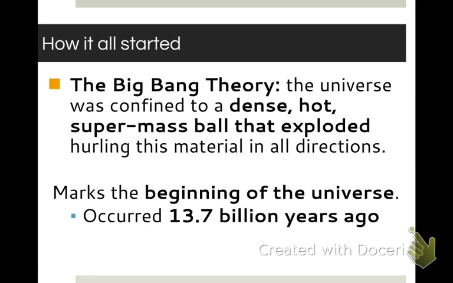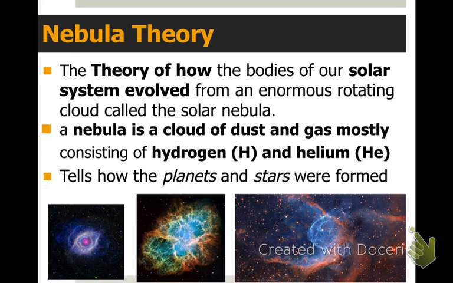So let's go ahead and go to our next theory. This is called the nebula theory. Everybody say nebula. Nebula is simply saying how the bodies of our solar system evolved. Now, if you think about this, what are the bodies of our solar systems? Well, the bodies of our solar systems are planets and stars. We have the sun in the center of our solar system, and that's a star, and then we have planets going around that. So when it says the bodies of our solar systems, this is the same thing as saying it's how all stars evolved and how all planets evolved.